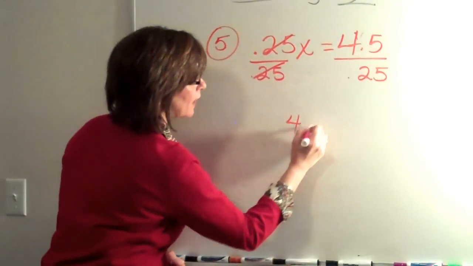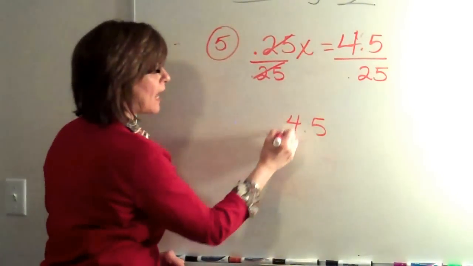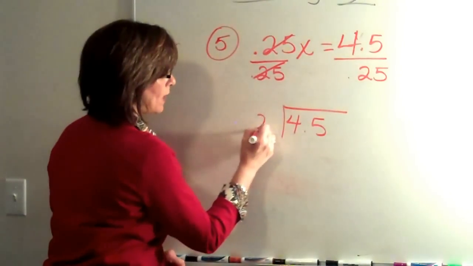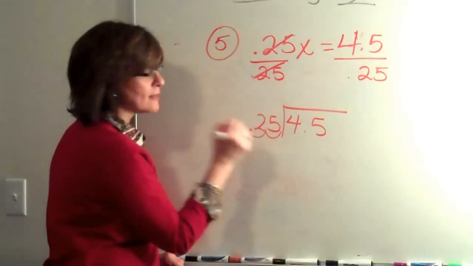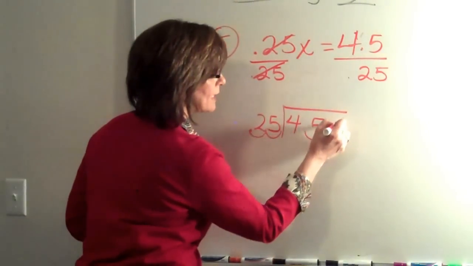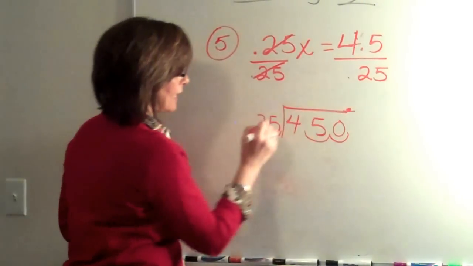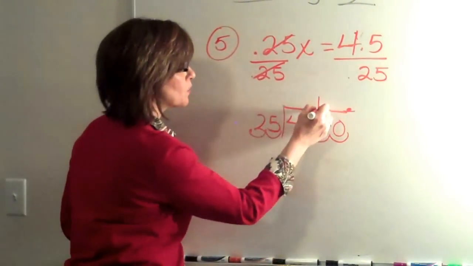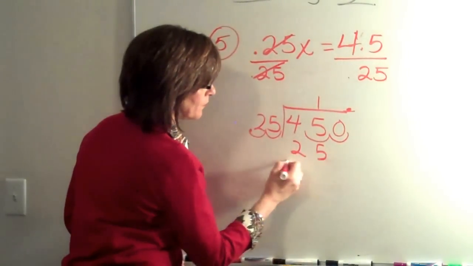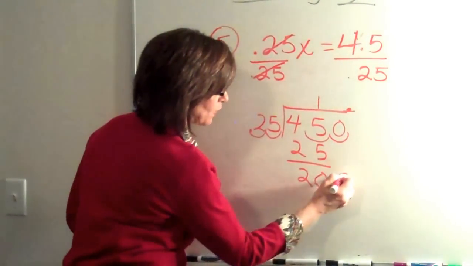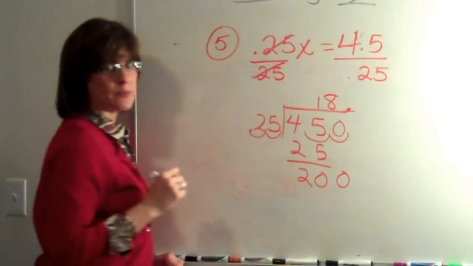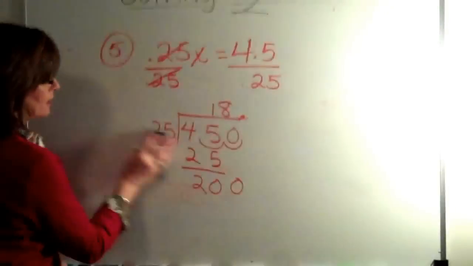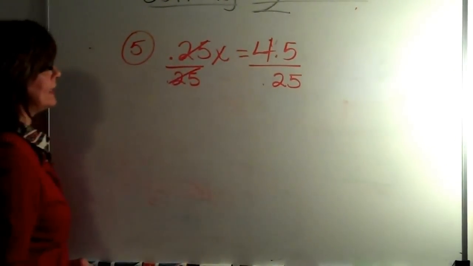Let's review how we divide decimals. 4.5 divided by 0.25. I move the decimal point over 2 places, move it over 2 places, and I get 25 into 45 goes once, and I'm left with 200, and 25 goes into 200 8 times. So it's 18. So x equals 18.